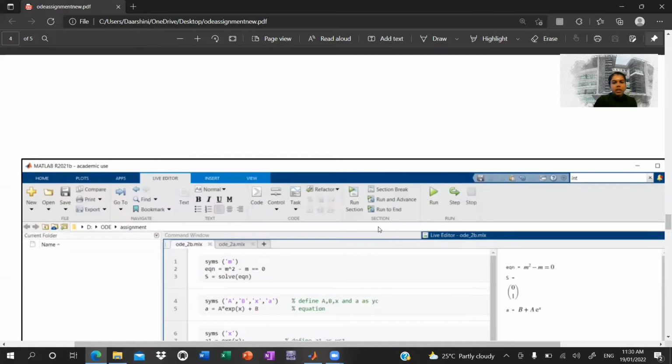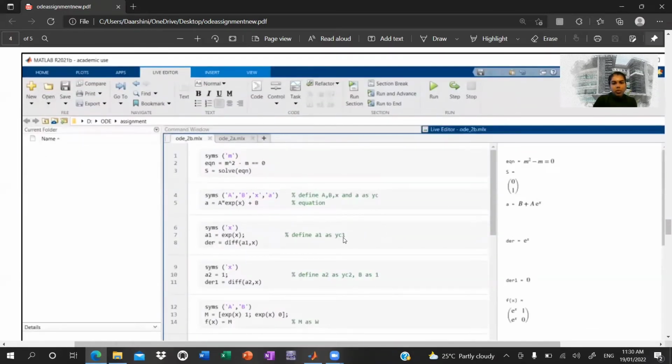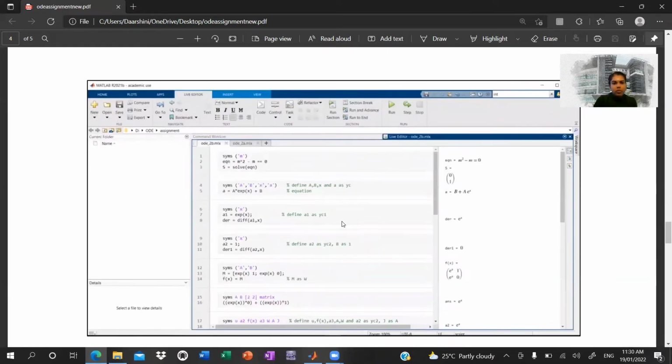So for question 3, I have used MATLAB also to calculate the outcome.